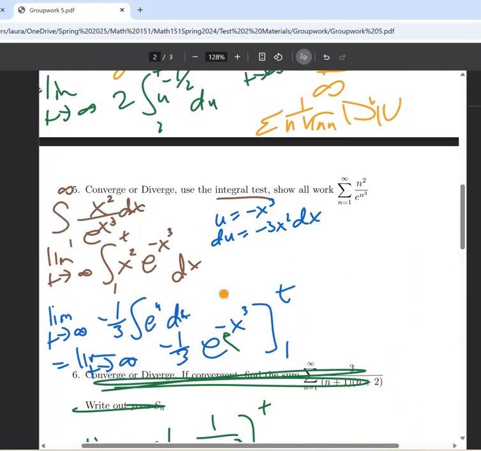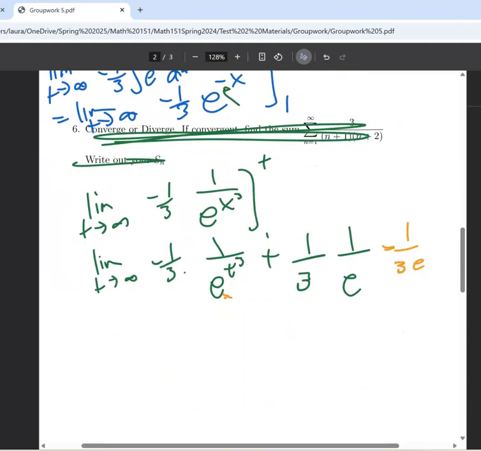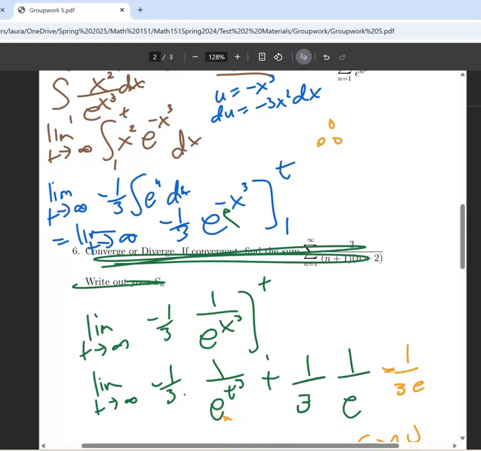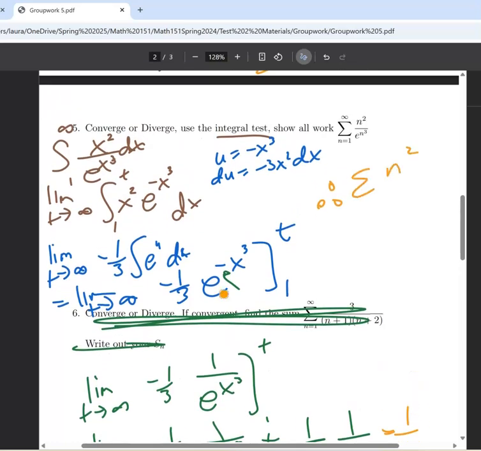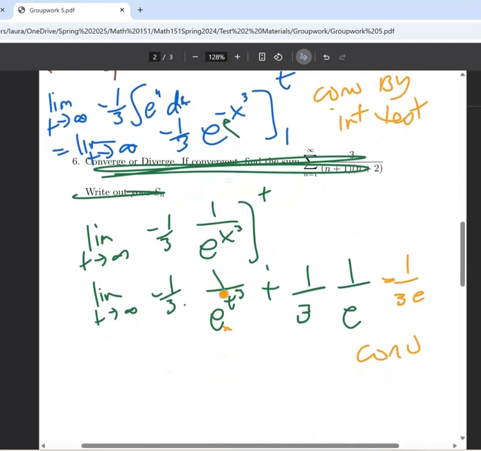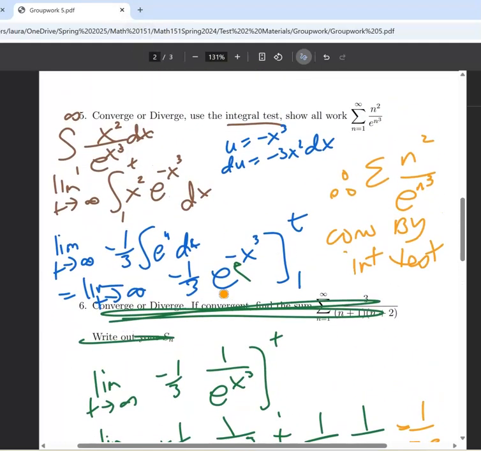That means that the integral converges, right? And that means therefore this sum converges by integral test. But it doesn't add up to this, right? We just can conclude that this converges.